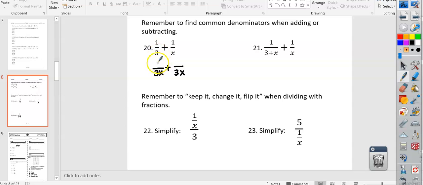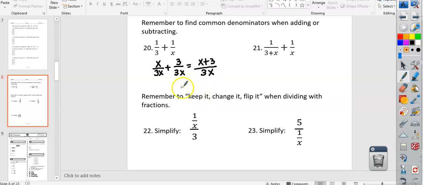Then to find the numerator, you ask yourself, what did I need to multiply 3 by to get 3x? We needed the x, so multiply it by the 1 on top. Here we say, what did we need to multiply x by to get 3x? It was 3. So multiply 3 times 1 and get 3. Well, you cannot add x and 3 together, so you just write x plus 3 over 3x.